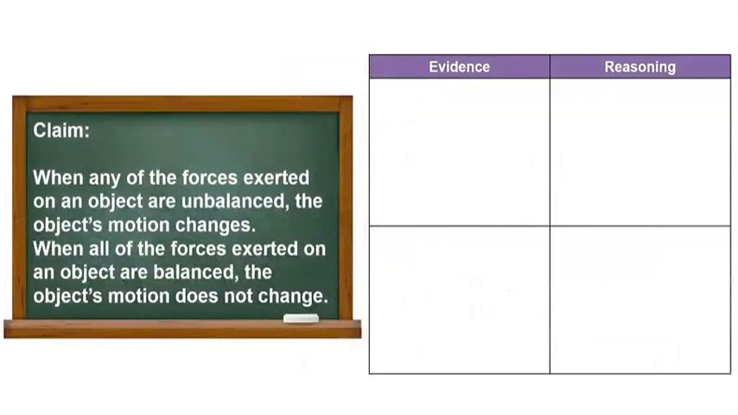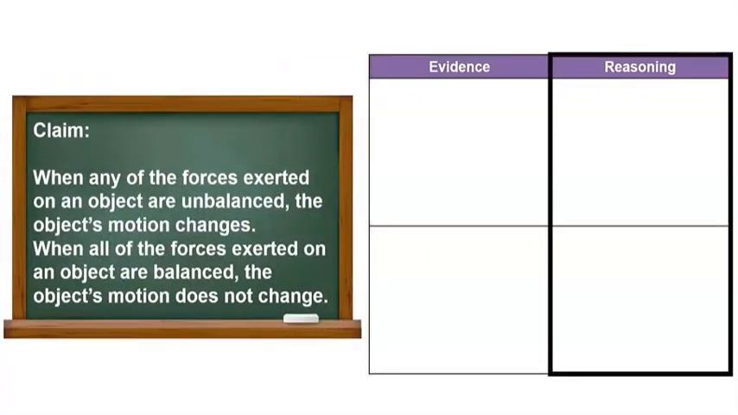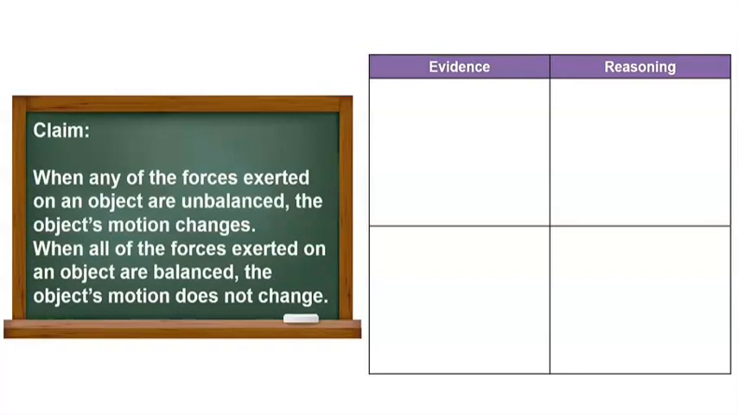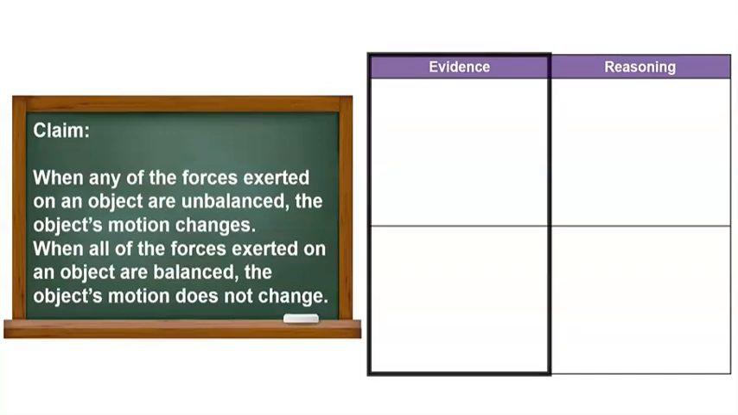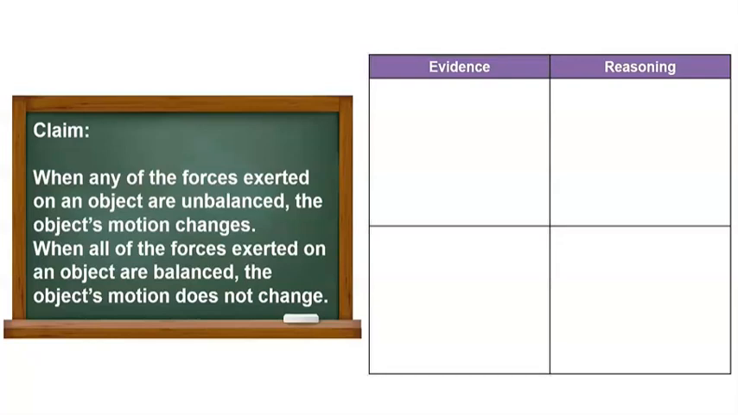One of your tasks after our last lesson was to provide evidence and reasoning to support our class claim. When any of the forces exerted on an object are unbalanced, the object's motion changes. When all of the forces exerted on an object are balanced, the object's motion does not change. What evidence did you find to support this claim? Let's find some evidence together as we examine one example of a balanced force and one example of an unbalanced force.